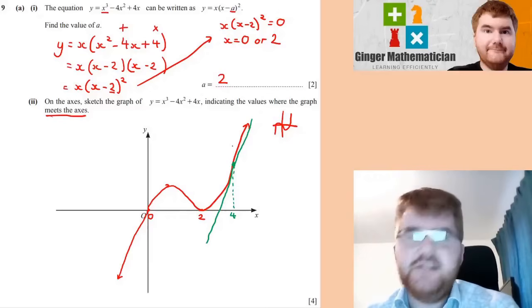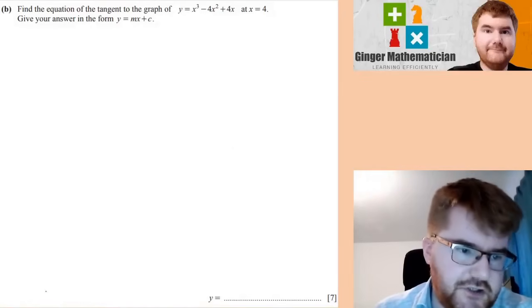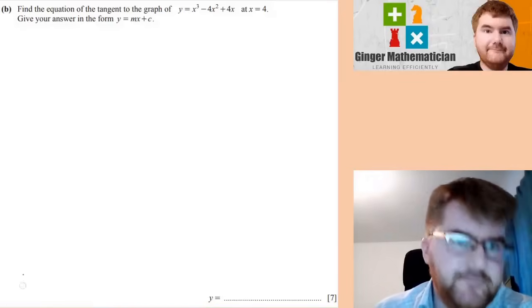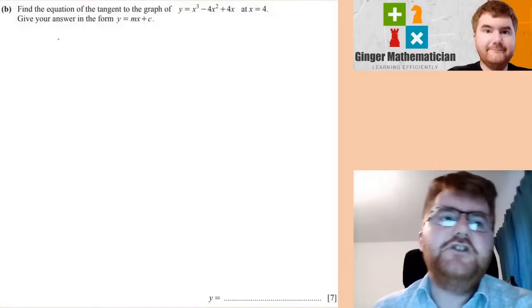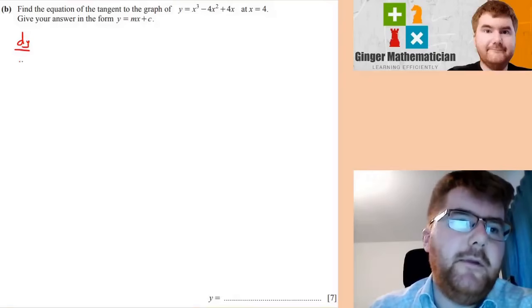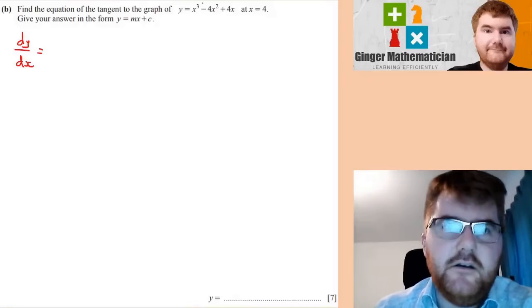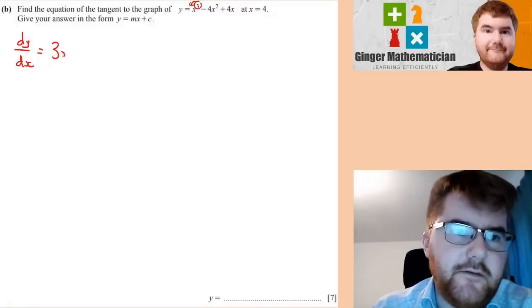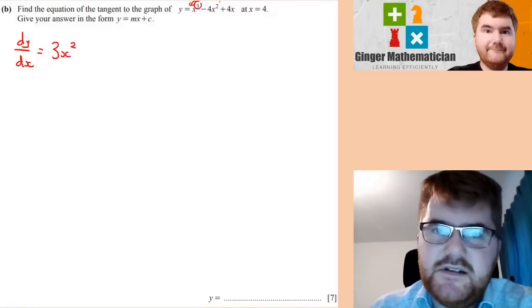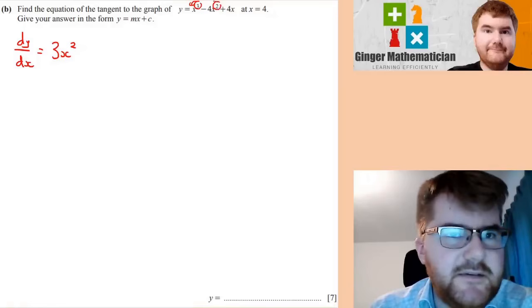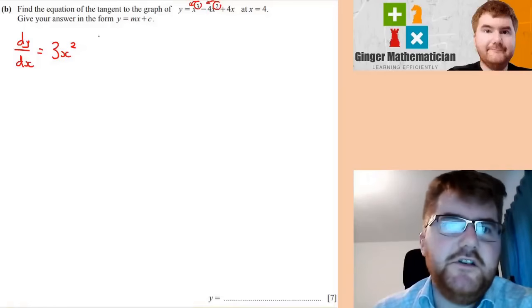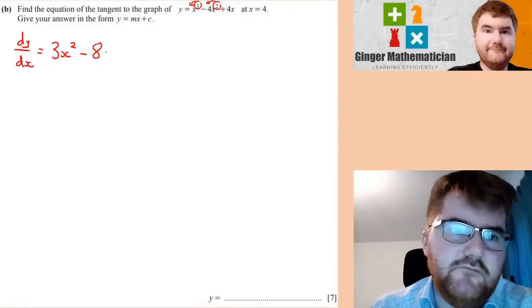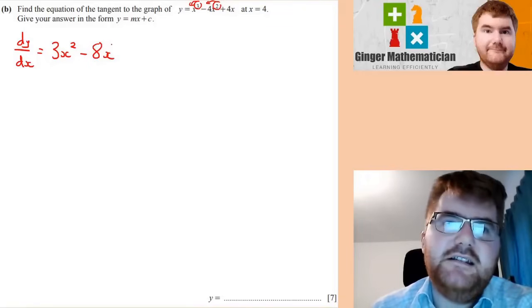So the way we do this is we use some differentiation. This is where it's embedded. First of all, we need to differentiate the function. So we get dy by dx. Remember, we take the 3, bring it to the front, reduce it by 1. So we get 3x squared. We do the same procedure here. I'm speeding up slightly now. So minus 4 times 2 is equal to minus 8. Reduce the index by 1 is 8x.